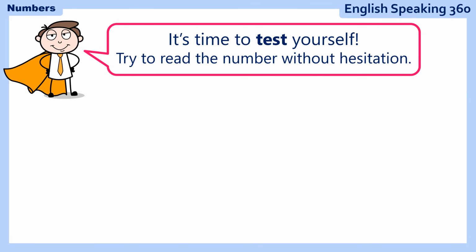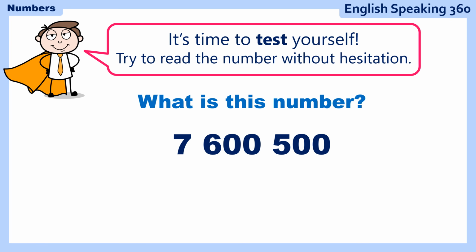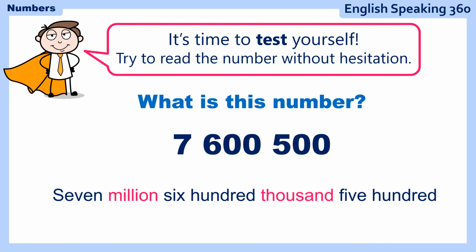It's time to test yourself. Now try to read the number without hesitation. Let's go. What is this number? I'm giving you a little bit of time. You ready? Let's go. 7,600,500. Did you get it right? I hope so. You get 1 point if you did.